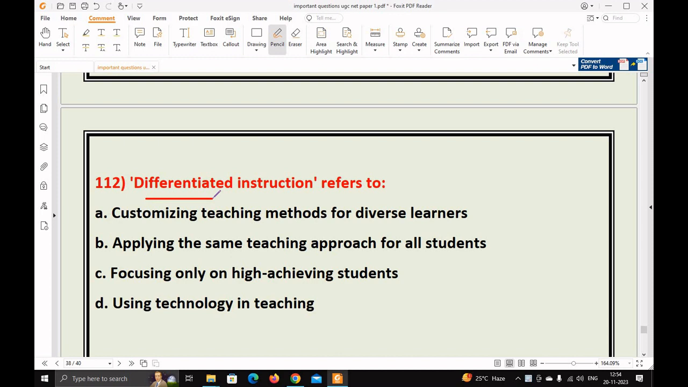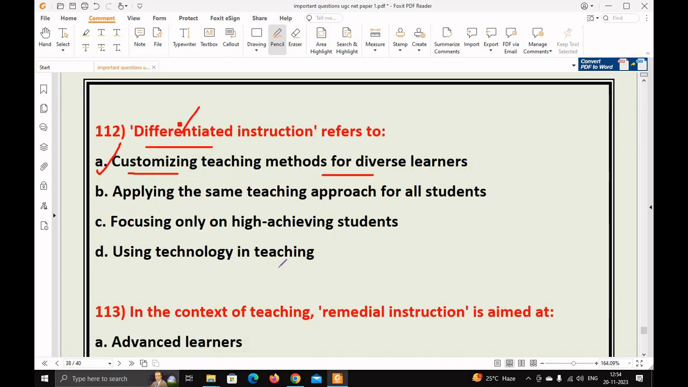Next question, differentiated instruction refers to. Options are customizing teaching methods for diverse learners, applying the same teaching approach for all students, focusing only on high achieving students, using technology in teaching. You can see the options. The right answer of this question is option A, customizing teaching methods for diverse learners.